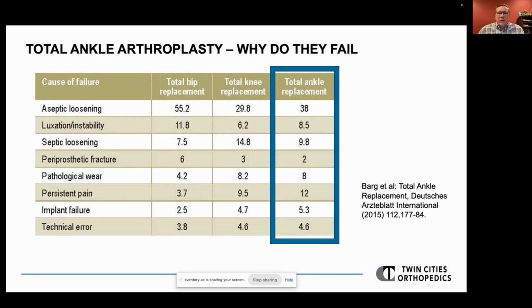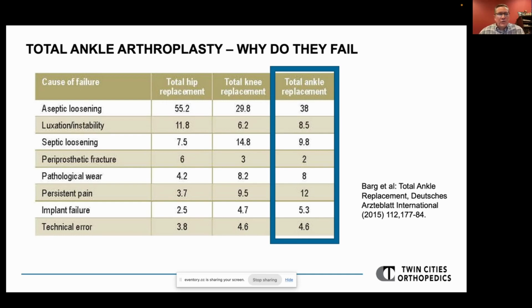So why do they fail? Why do we have problems with failure of total ankles? This is, again, an old study and old data that suggests that one of the primary reasons we have failure of total ankle arthroplasties is aseptic loosening. Similar to our hip and knee colleagues, aseptic loosening remains the most common cause for ankle arthroplasty failures.